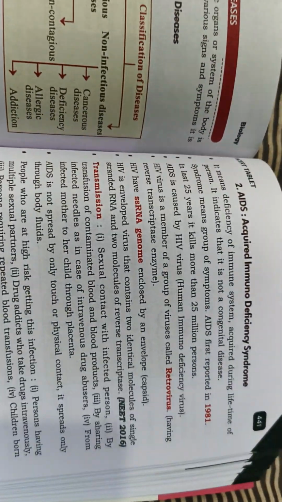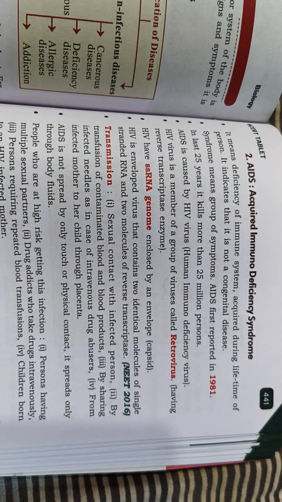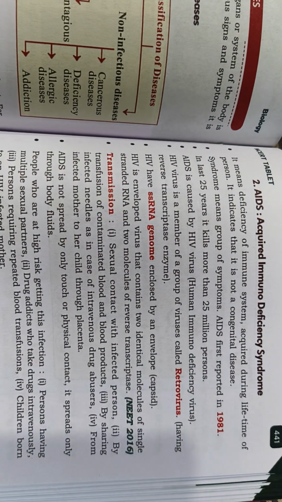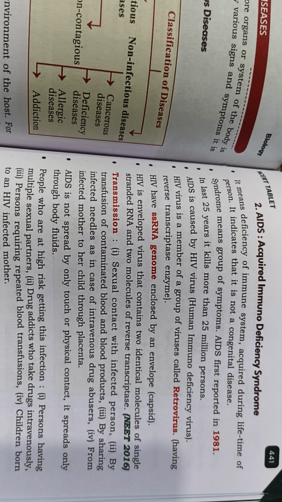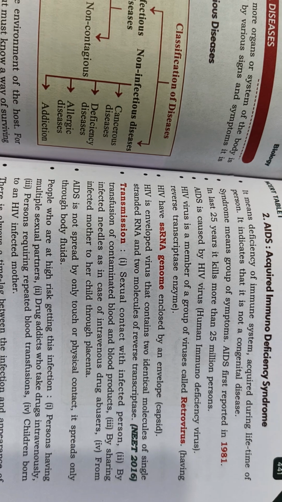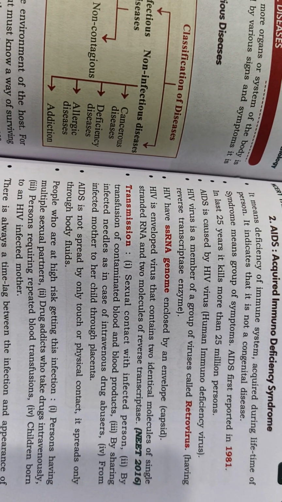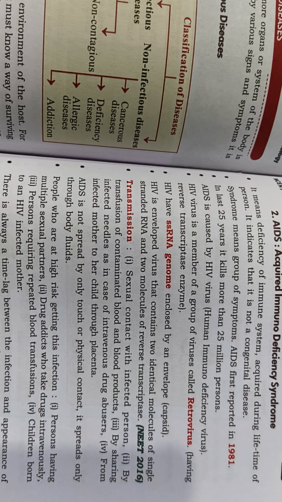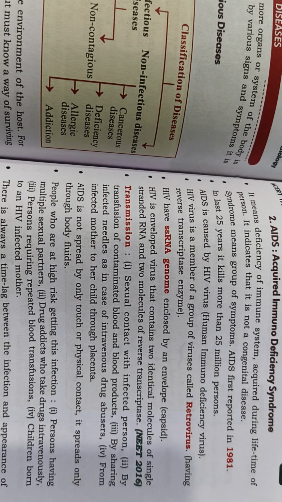Next is AIDS. The full form of AIDS is asked very often. Acquired immunodeficiency syndrome. It means deficiency of the immune system acquired during the lifetime of a person. It indicates that it is not a congenital disease. Syndrome means group of symptoms. AIDS was first reported in 1981. In the last 25 years, it has killed more than 25 million people.